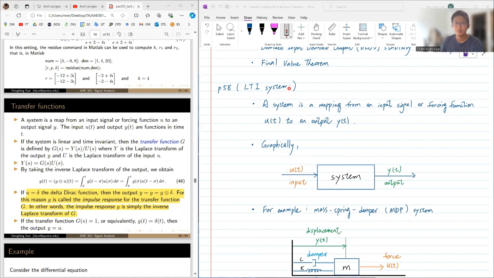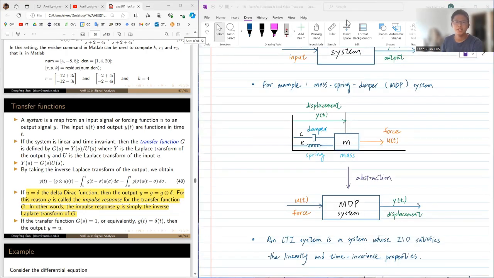In a block diagram, the system is typically represented by a block. The input u of t is represented by the arrow pointing inward to the system block, and the output y of t is represented by the arrow pointing outward from the system block.